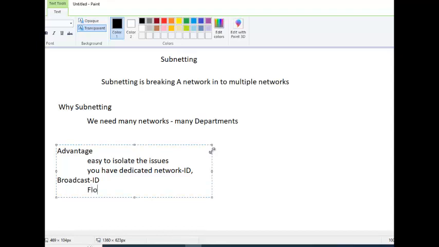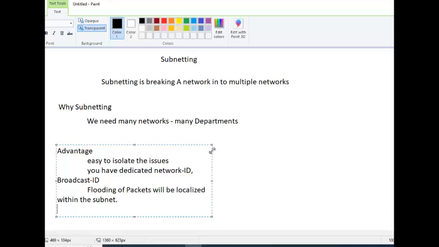Flooding will be localized within the department or network, within the subnet. Because you are reducing the flooding of packets within a department, within a subnet, other departments are not going to unnecessarily get disturbed. They are not going to waste their bandwidth because the flooding is not reaching them.